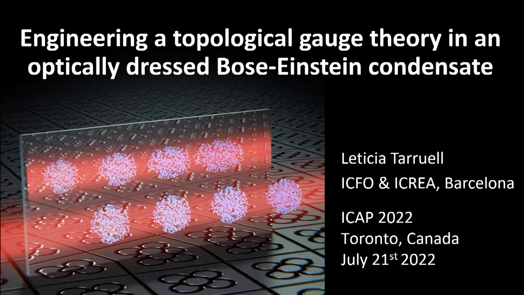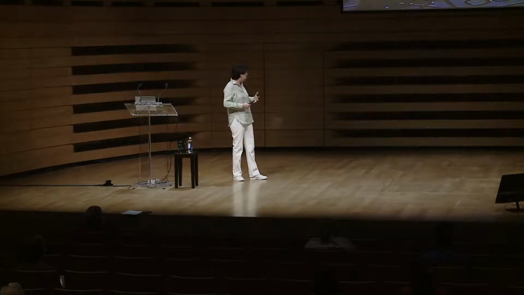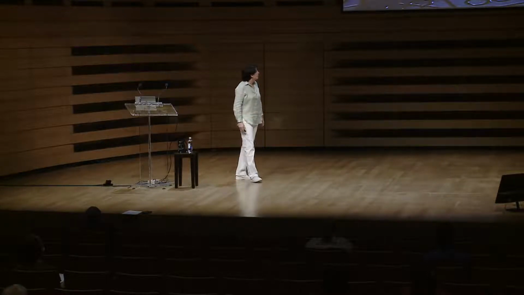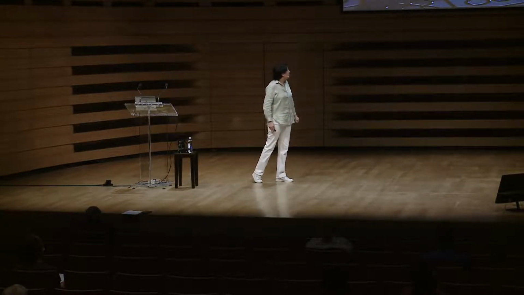So what we study in my group are Bose-Einstein condensates that we dress with light. And what I want to show you today is that by doing that, we can make our system become chiral, that is, different from its mirror image, and that when this chirality affects the interactions between the particles of the BEC, we can make our system realize a special type of gauge theory, a topological gauge theory.